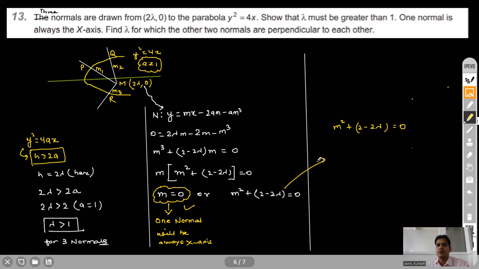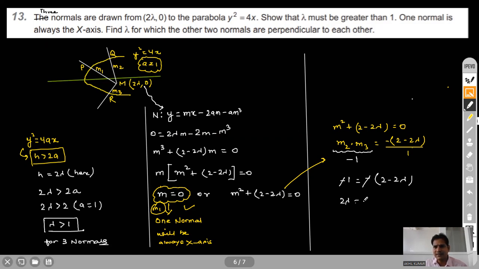So what will be the product of roots? Suppose I am taking this as M1, and the roots of this I am assuming as M2 and M3. So the product of roots will be basically minus of C by A, that is minus of 2 minus 2 lambda by 1. Now, the question is asking to find lambda for which these two normals are perpendicular, which means this should be equal to minus 1. So minus 1 must be equal to minus of 2 minus 2 lambda. The minus and minus get cancelled out. We got 2 lambda is equal to 3. From here, we got lambda is equal to 3 by 2.